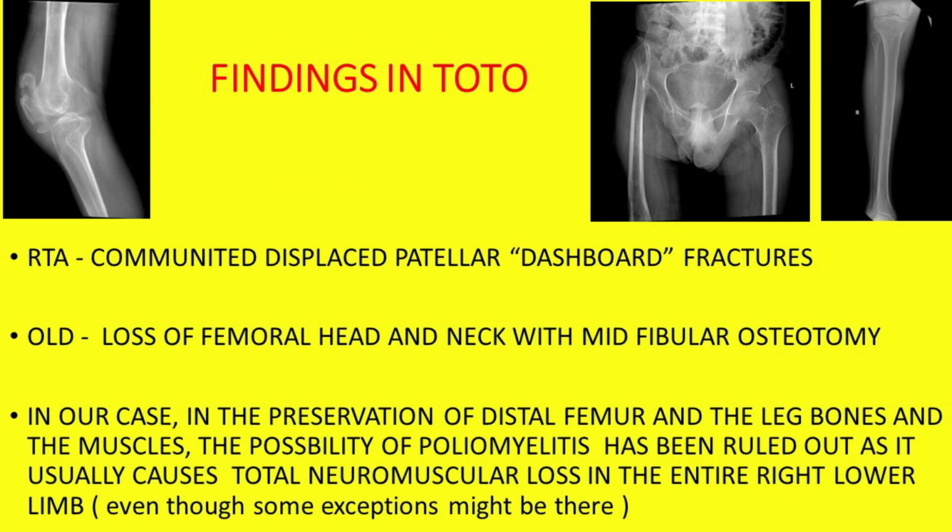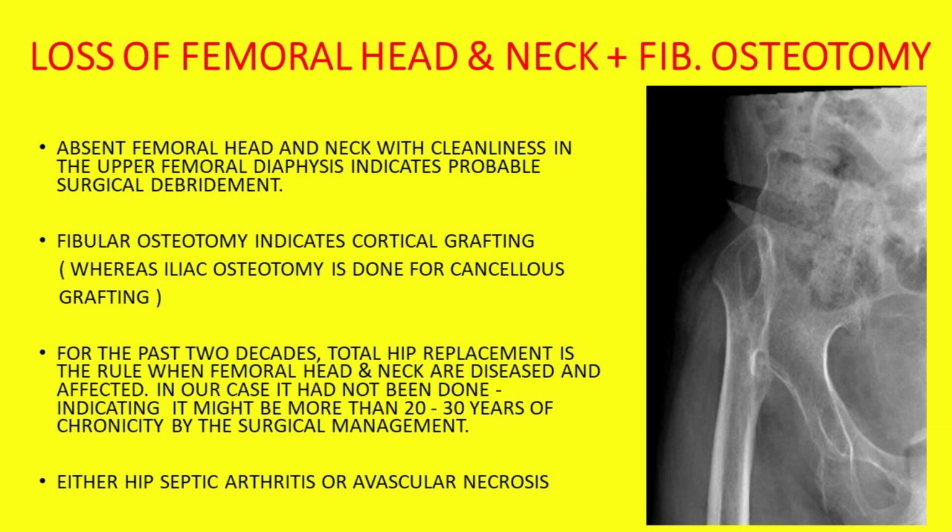So the findings in toto would be: in the road traffic accident, there are comminuted displaced patellar dashboard fractures. The second one is the old one, which is loss of femoral head and neck, and fibular osteotomy. Due to the preservation of the distal femur, the leg bones and the muscles, poliomyelitis has been ruled out, as it causes total neuromuscular loss in the entire right lower limb most of the time, even though there are some exceptions. Loss of femoral head and neck, in the presence of fibular osteotomy, we should think about the cleanliness by seeing the cleanliness in the upper femoral diaphysis. It might be due to surgical debridement.